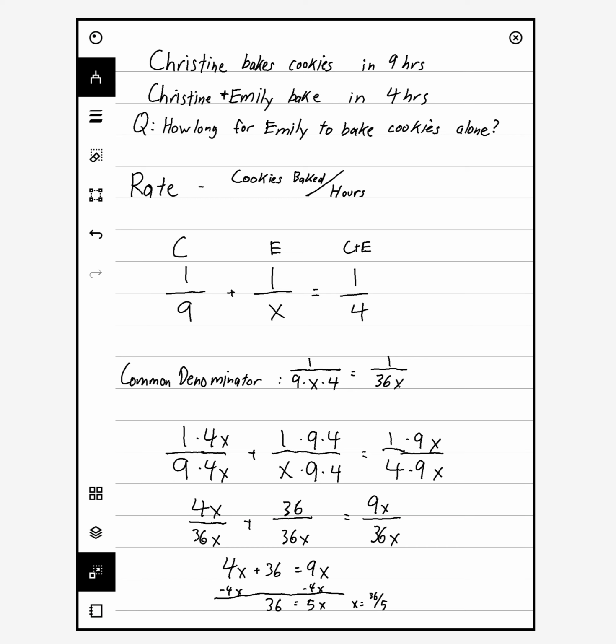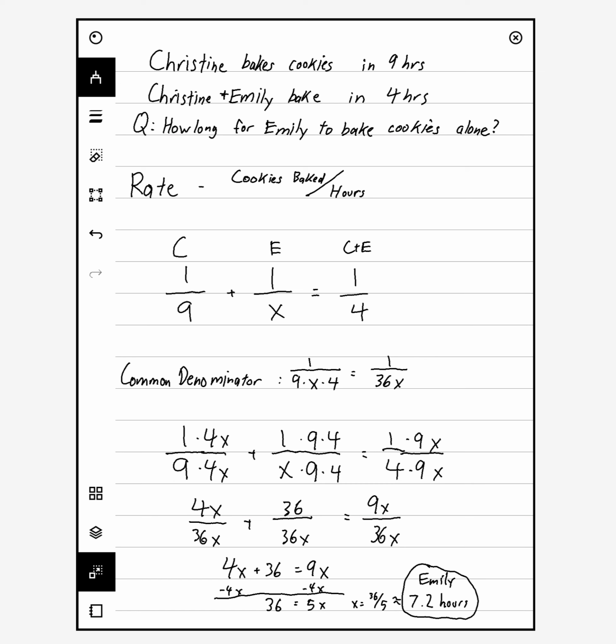Okay. And if we were to write that as a decimal, the closest I can get is going to be 7. And then I get 1 remaining. So 1 divided by 5 is 0.2. So 7.2. Okay, what are our units? Down here, we're talking about hours, right? It was 9 hours for Christine to bake it. So then x is also representing hours. So 7.2 hours. Okay, and that's for Emily. Emily is going to take 7.2 hours to bake all those cookies on her own.